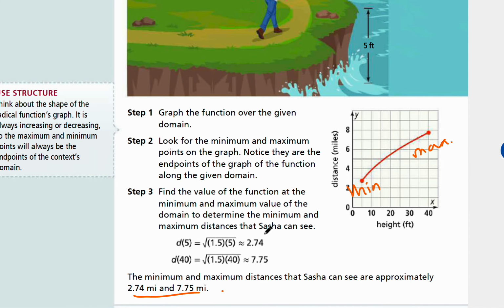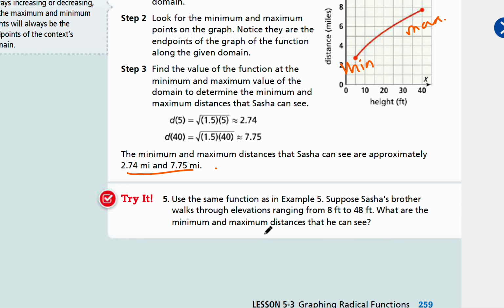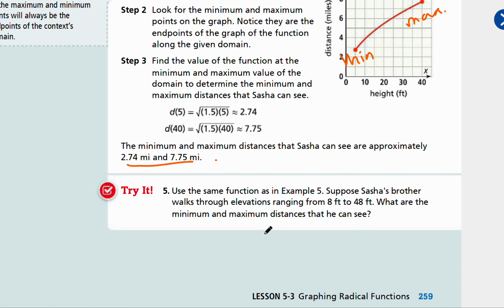Let's look at try number 5. Use the same function as in example 5. Suppose Sasha's brother walks through elevations ranging from 8 feet to 48 feet. What are the minimum and maximum distances that he can see? So pause the video, see if you can do it by yourself. Come back when you're ready for answers.